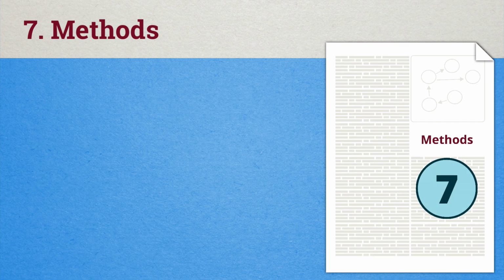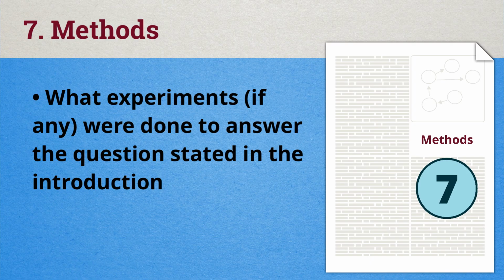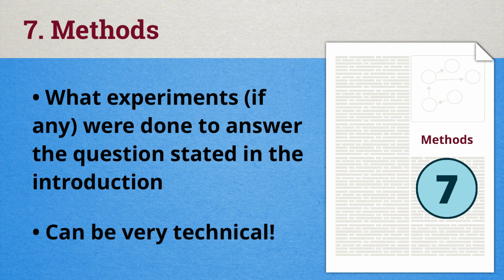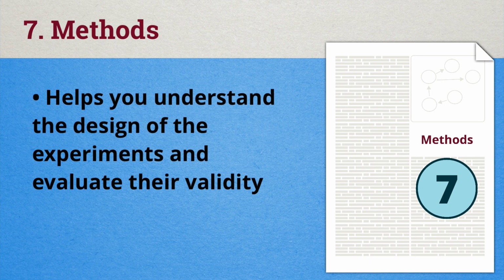Finally, finish up with the methods. The methods section tells the reader what experiments, if any, were done to answer the questions stated in the introduction. Methods can be very technical. They can use words in a level of detail sufficient for another trained researcher to repeat the experiment. This section can help you more fully understand the design of the experiments and evaluate their validity.